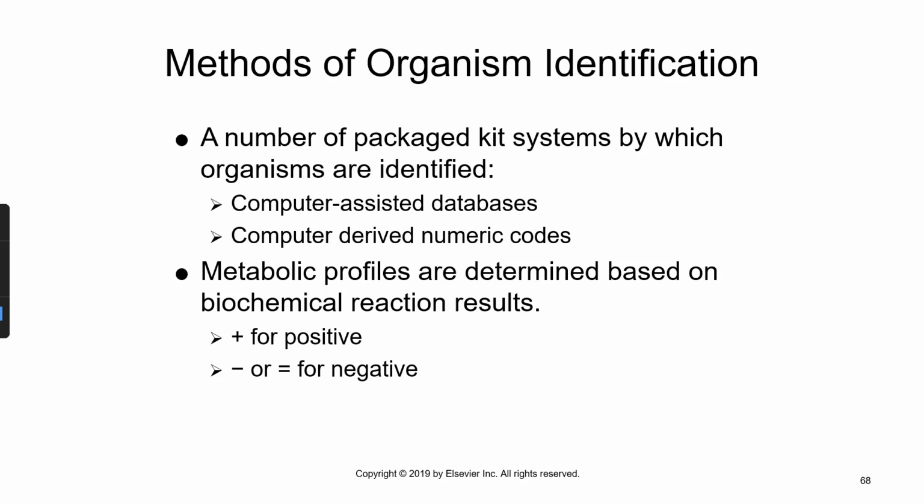So plus for positive, and then we see the negative sign, and sometimes you'll see the equals sign for a negative result. The equals sign is used for negative because sometimes a dash is missed. So a positive is really easy to identify. If we have a negative result, you might put that equals sign.